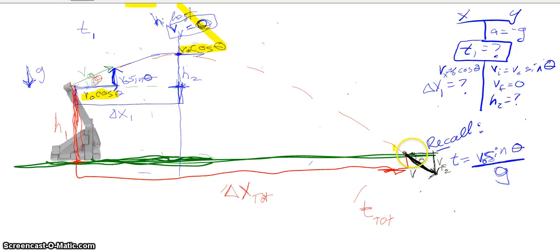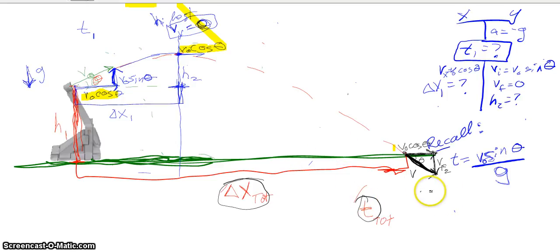But your horizontal component of this is still v naught cosine theta. It does not change anywhere on here. It's moving over the same way because there's nothing to stop it, nothing to slow it down or speed it up. It's just going to keep doing what it does. So that makes things pretty easy when we look at this. You've got your change in position overall, right? You've got your total time. Those are the easy things to measure, like where your projectile hits and the time it takes.